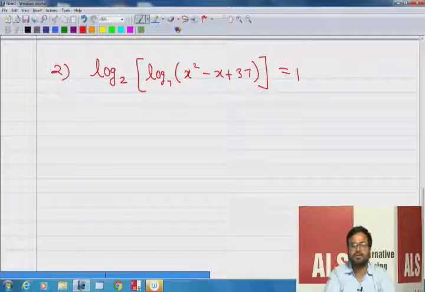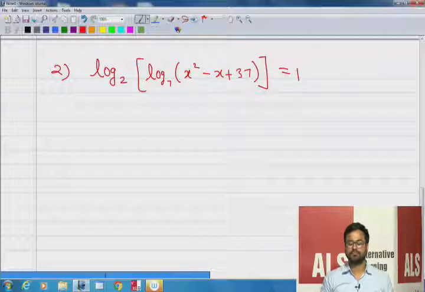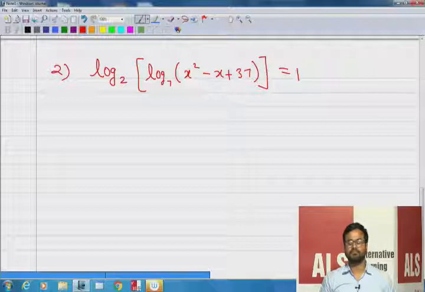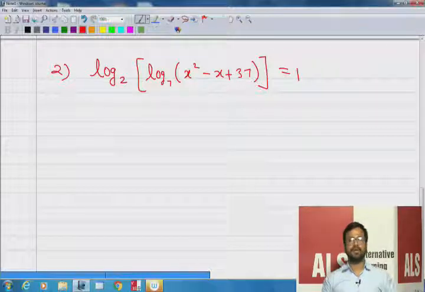Kohima, are you getting this question? It will be a quadratic equation when you solve it. Okay, okay, do it, do it. It's an easy one, you can do it.